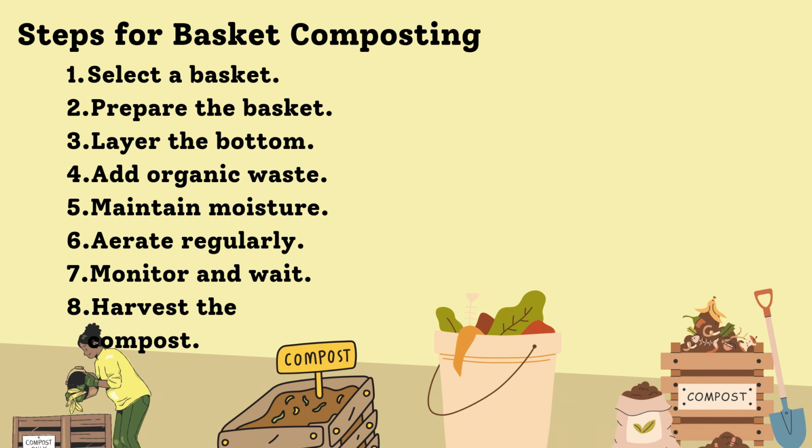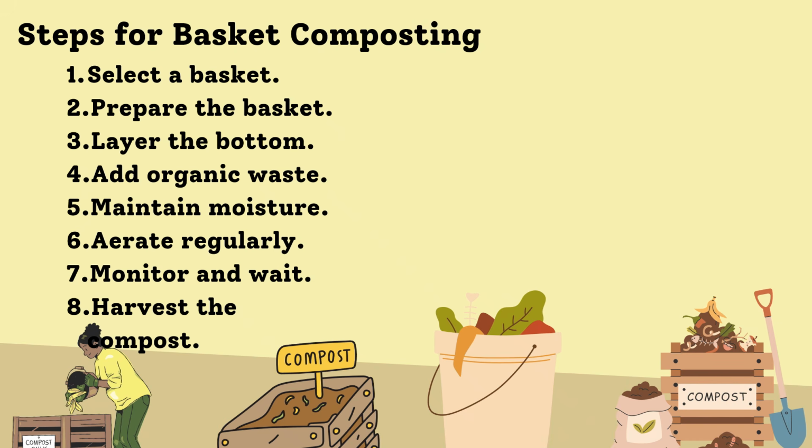Now these are the steps for basket composting. Number one, select a basket. Choose a sturdy basket with holes for proper airflow. Second one, prepare the basket. Place the basket in a suitable location with good drainage. Third one, layer the bottom. Put dry leaves, twigs, or other coarse materials at the bottom. Fourth one, add organic waste. What are those? You may add kitchen scraps, vegetable peelings, leaves, and other biodegradable materials.